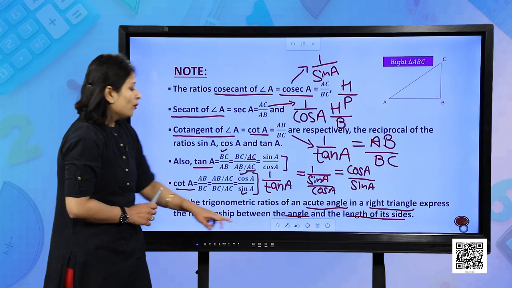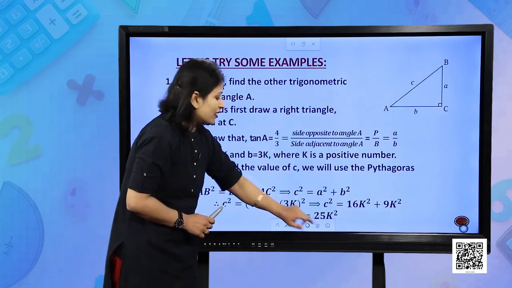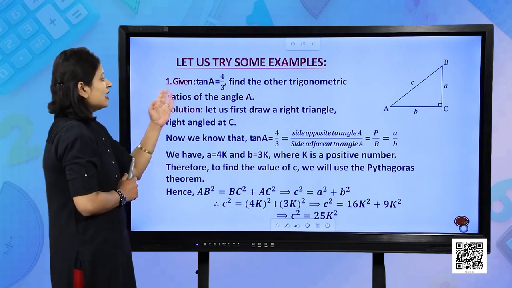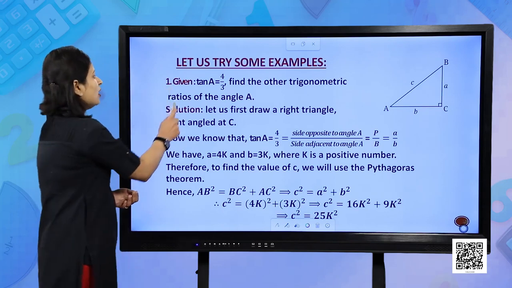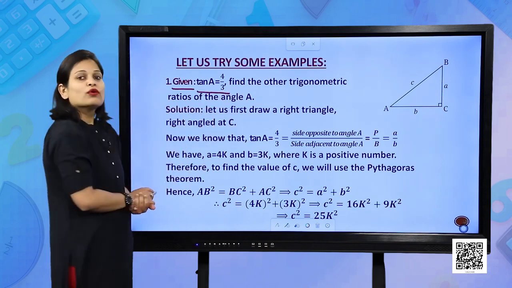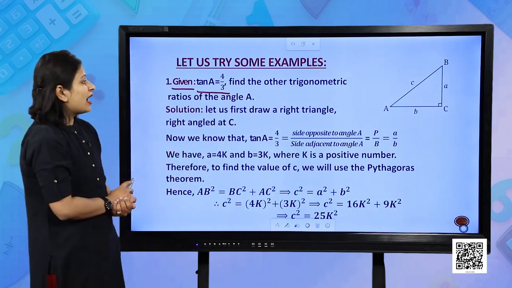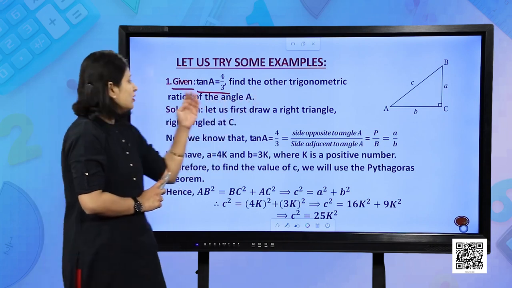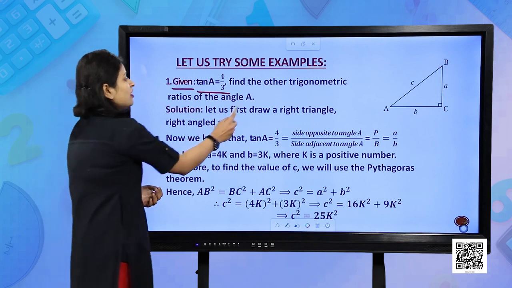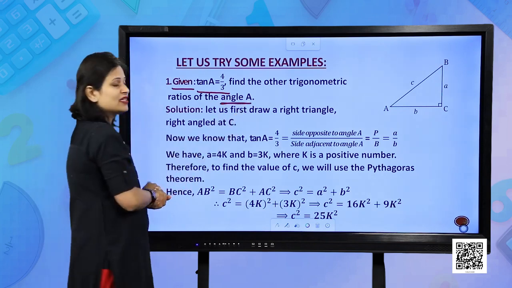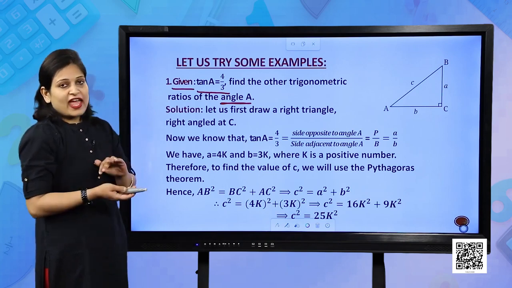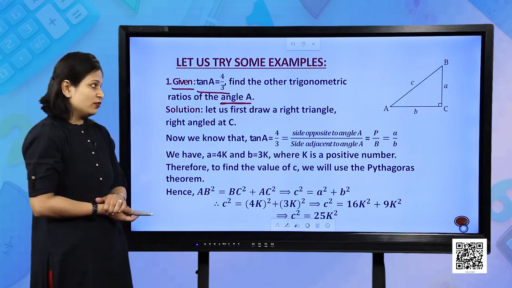Now we are going to understand it better by an example. See example 1. We are given tan A as 4 by 3 and we need to find out the value of the other trigonometric functions with respect to angle A. This is very important. You have to see with respect to which angle you need to find out the values.